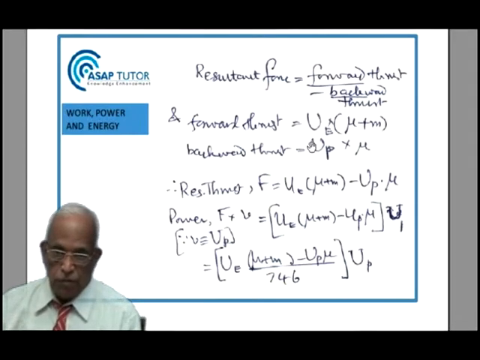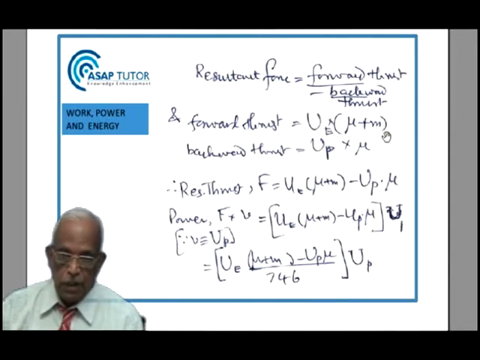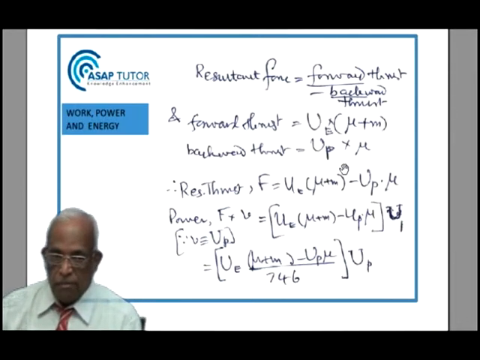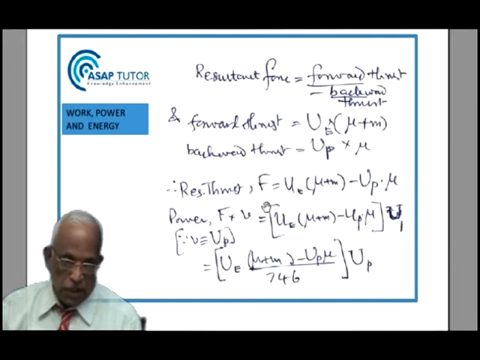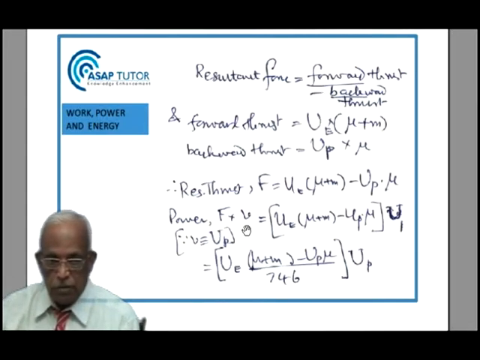Resultant force is going to be forward thrust minus the backward thrust. Forward thrust is going to be ue into mu plus m, and backward thrust is up into mu. So the resultant thrust F is ue into mu plus m minus up mu. They are opposite to each other because this is the formula we have used.